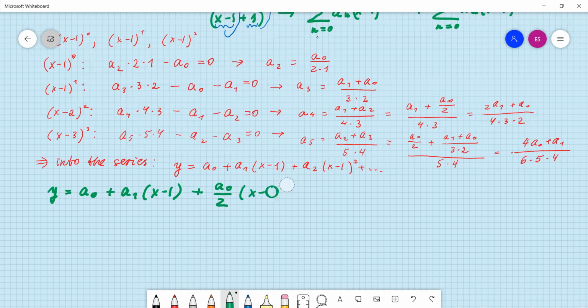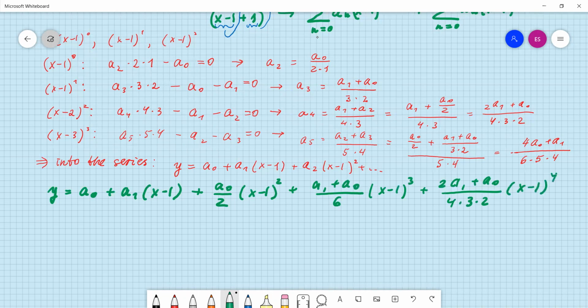Yeah, I don't need the 0. I cannot erase it. That's very strange. And then we have what? a3 times (x minus 1) cubed. Where is a3? a3 is this one, right? So a1 plus a0. I'm just going to divide over 6, okay? (x minus 1) cubed. And one more. We have some more coefficients, right? a4 is going to be 2a1 plus a0 divided over 4, 3, 2, plus just the last coefficient, but I think I have to write down here parentheses with x, and that's not going to fit here. So I'm going to move to here.